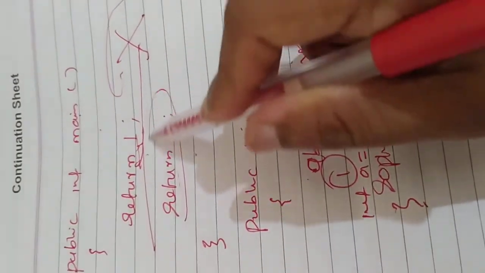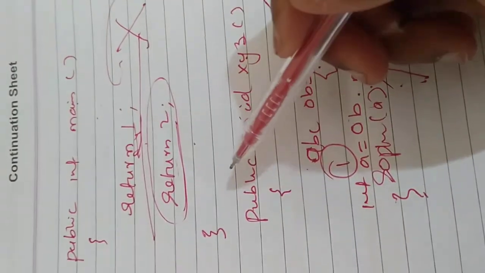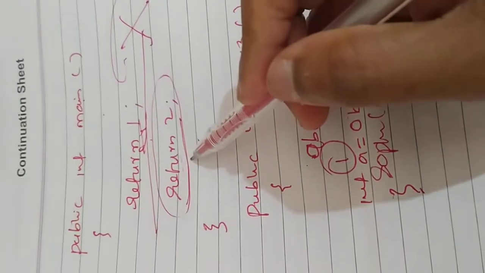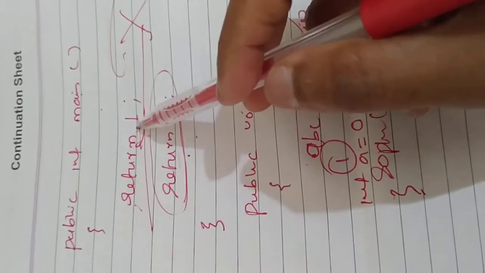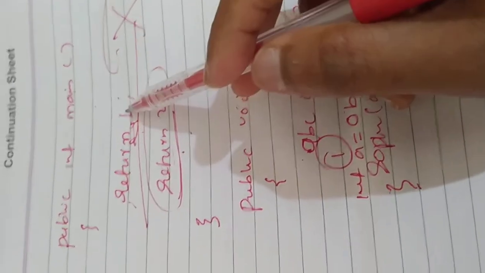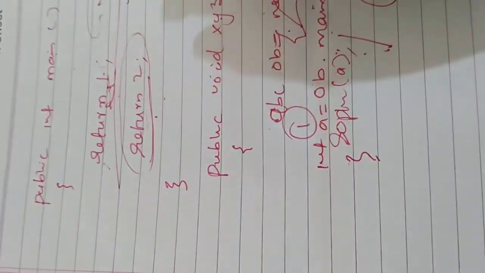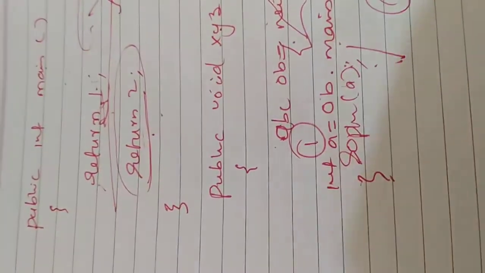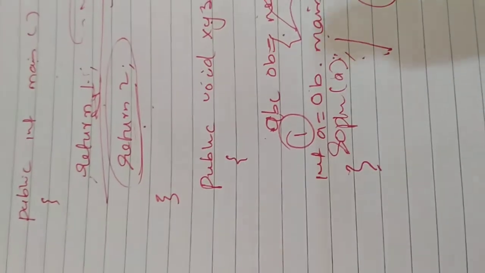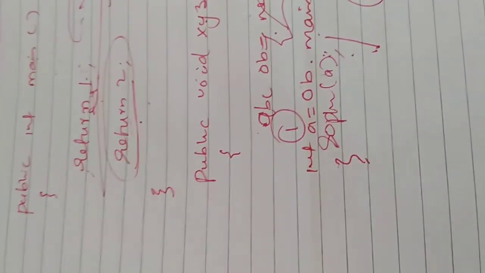The second return statement will not get a chance to execute, because whenever the first return statement is reached, the method execution stops and the control goes back to the calling function. You can write many return statements, but it doesn't matter; only the first return statement will get executed.